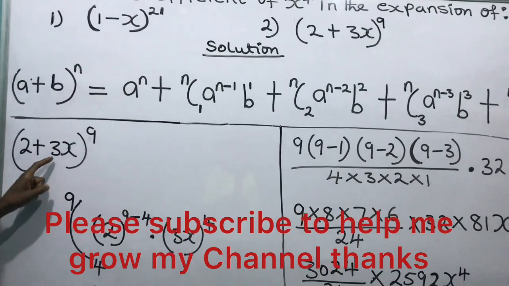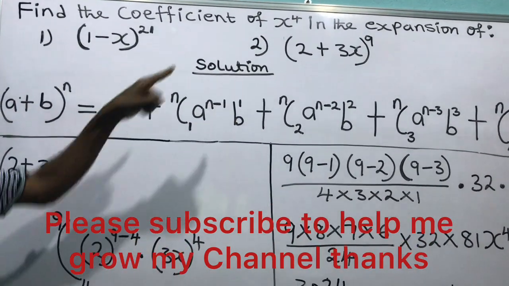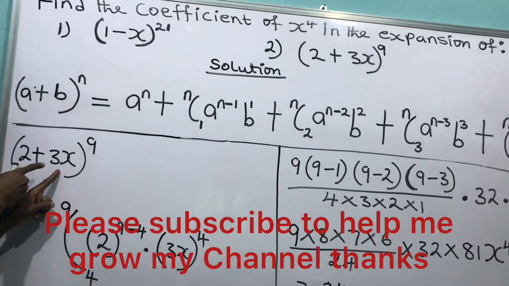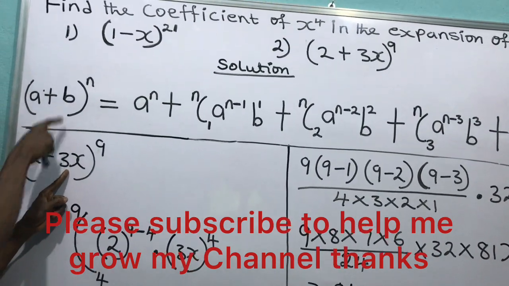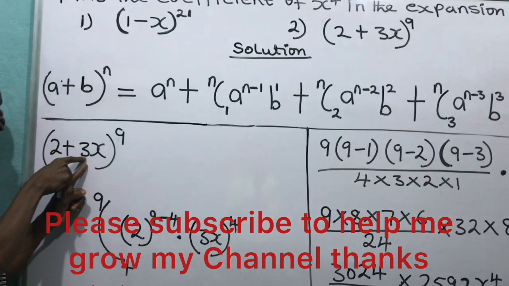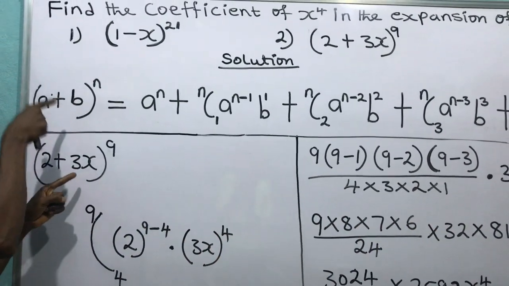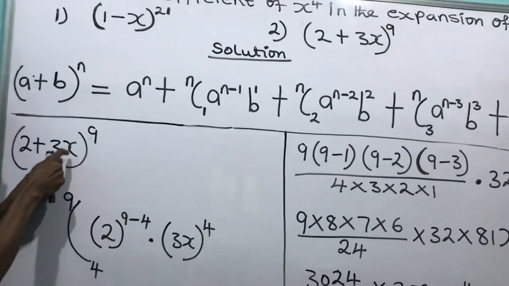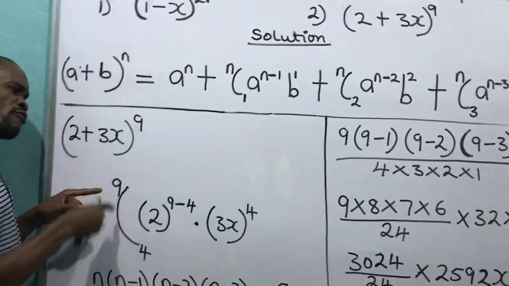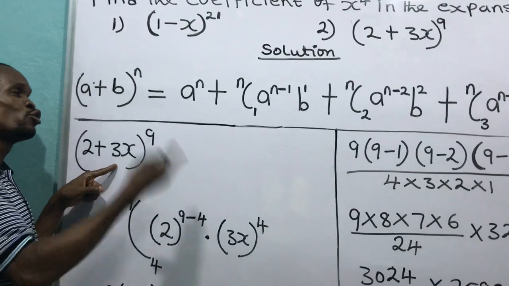Then now, if I'm asked to find the coefficient of x raised to power 4, what is x in this expression they give me? The x now is b. The x here is b, which is what? 3x is b, and the 2 is a. Then what will I choose for this x to be raised to power 4? For b to be raised to power 4, I'm going to choose 4.